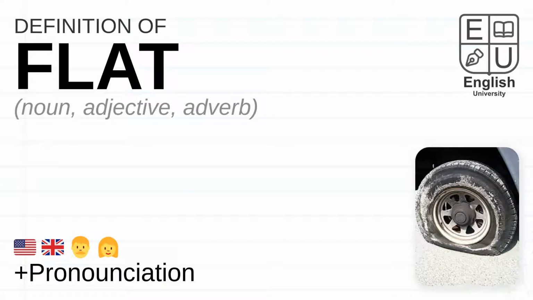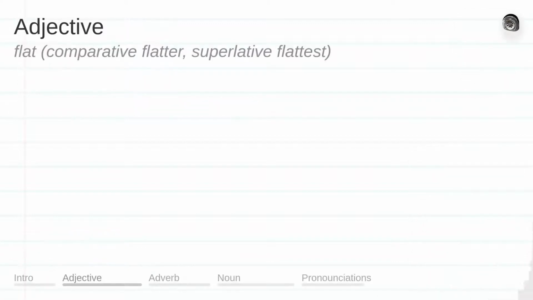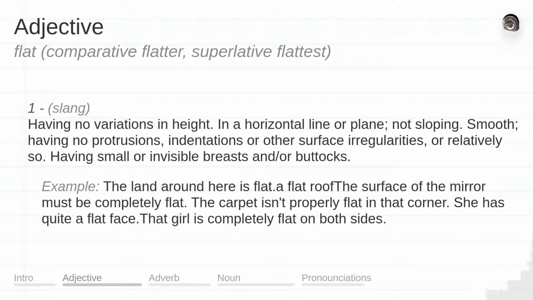Definition of the word flat. Adjective. Having no variations in height. In a horizontal line or plane, not sloping. Smooth. Having no protrusions, indentations or other surface irregularities, or relatively so. Having small or invisible breasts and/or buttocks.